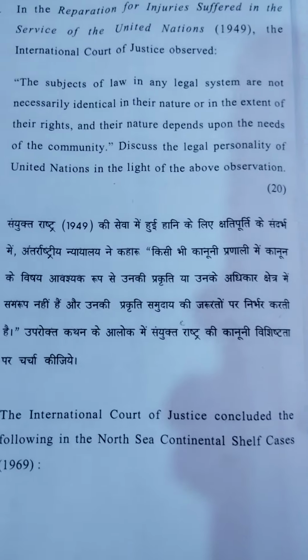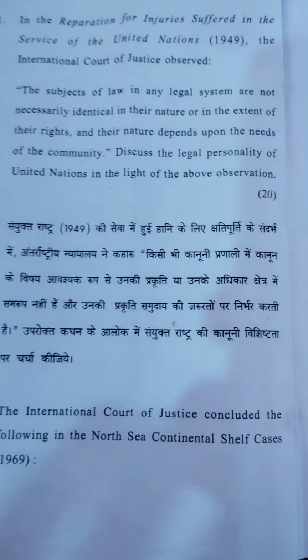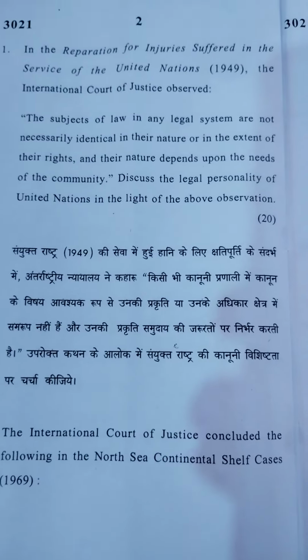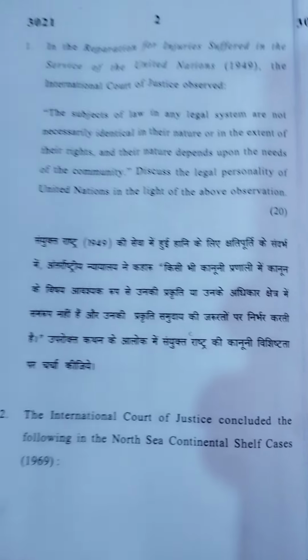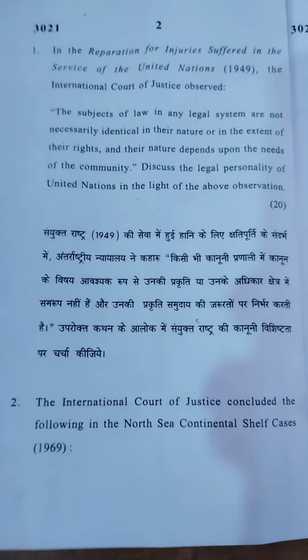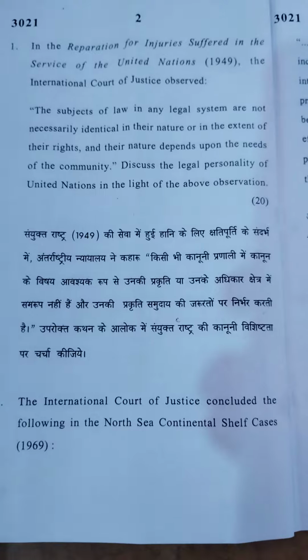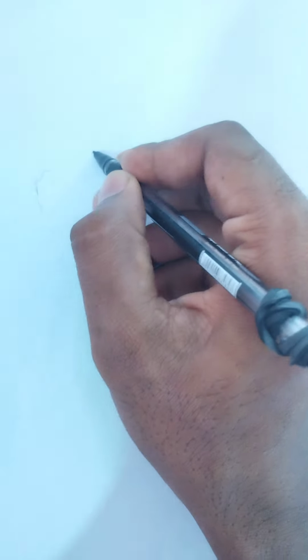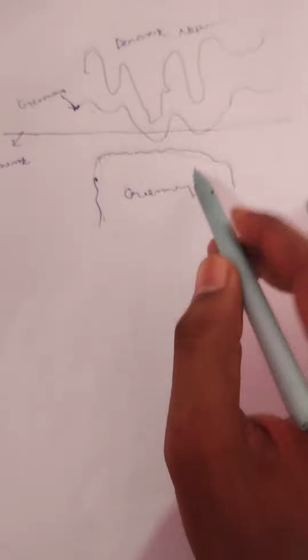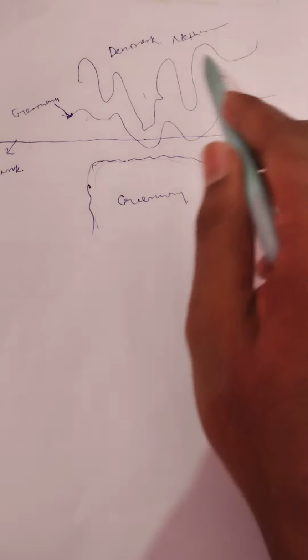I will show the graph of why Germany refused the contention of Denmark. Let's see. Wait guys, let's see the graph. I have drawn the graph to help you understand. This is the area boundary of Germany. This is the boundary of Denmark and Netherlands.